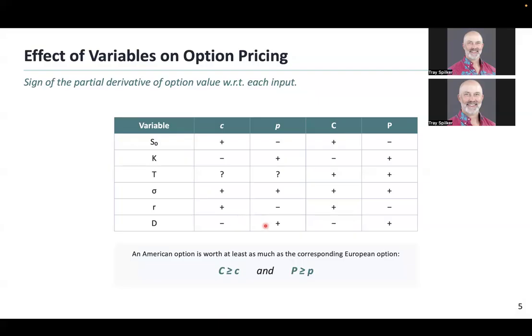So last but not least, because an American style call option can be exercised before maturity and a European one cannot, it must always be the case that the American style is at least equal to or greater than the European style for both calls and puts here. So that's what we conclude on the deterministic slide here, the effect that the variables have on different option pricing.